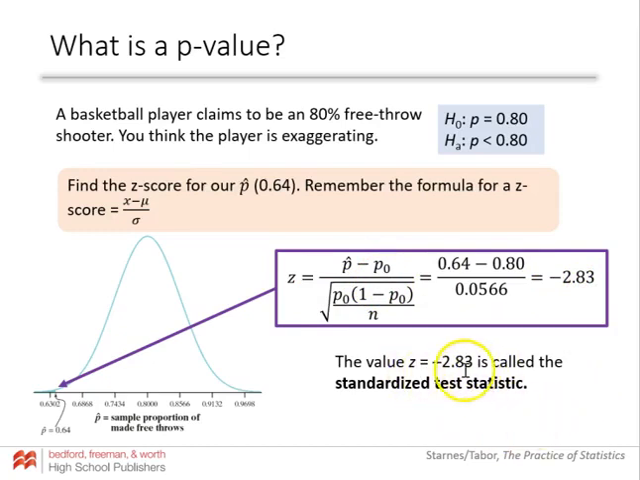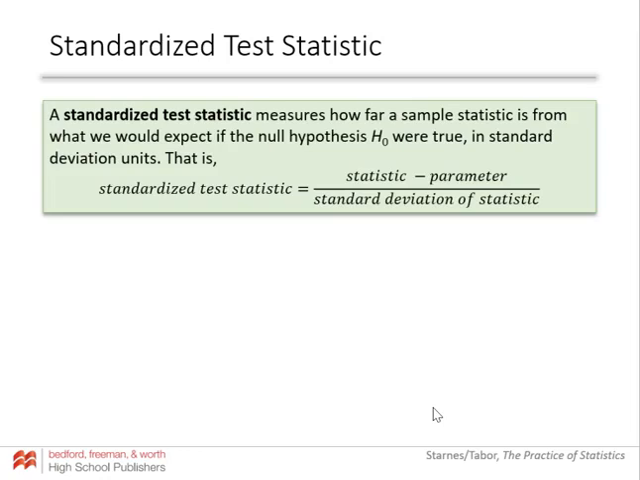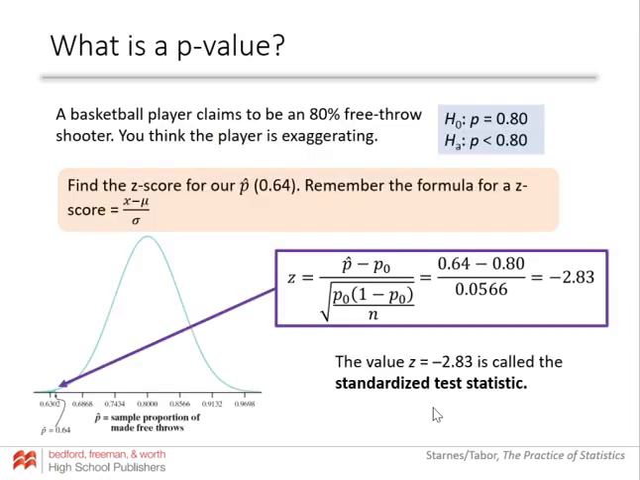This z-score, when we do it in this circumstance, is called a standardized test statistic. So it's the z-score. It's how many standard deviations we are away from the null hypothesis. So in this case, Coach Rivers making 32 out of 50 is 2.83 z-scores below the mean.